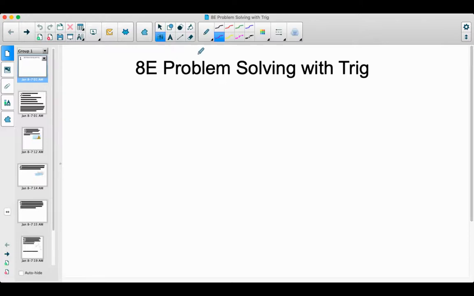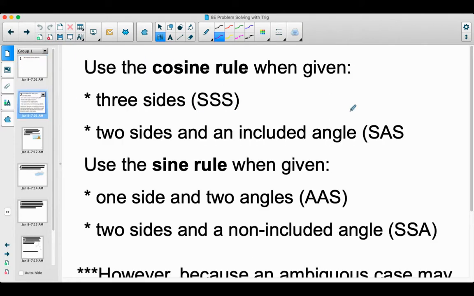Okay, this video is going to be learning how to problem solve using trig. So just a reminder that with cosine rule, we use side, side, side, or side, angle, side. And sine rule is angle, angle, side, or side, side, angle, where you're given two sides and an angle.